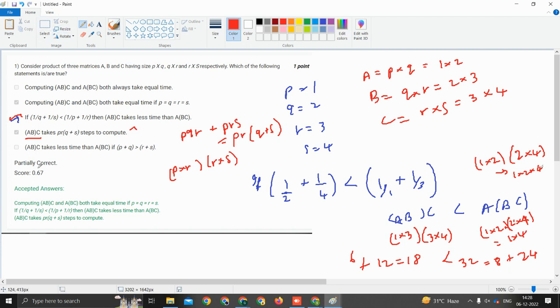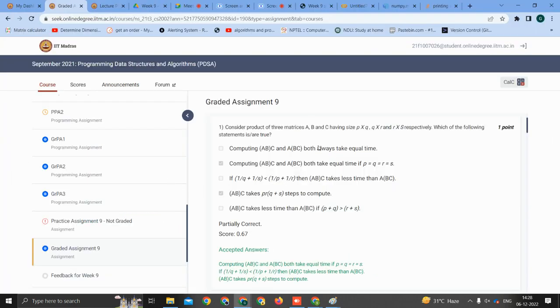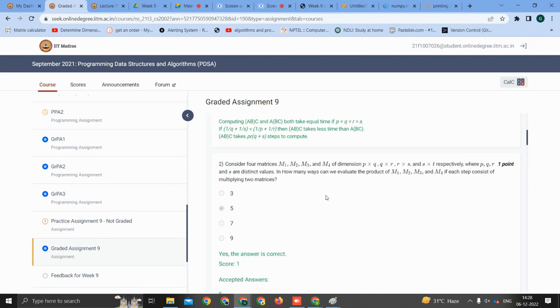Good. So let's also do the last option. It says it takes less time than. But will you guys be able to do this? Yes. Okay, I'm giving this for you to do.